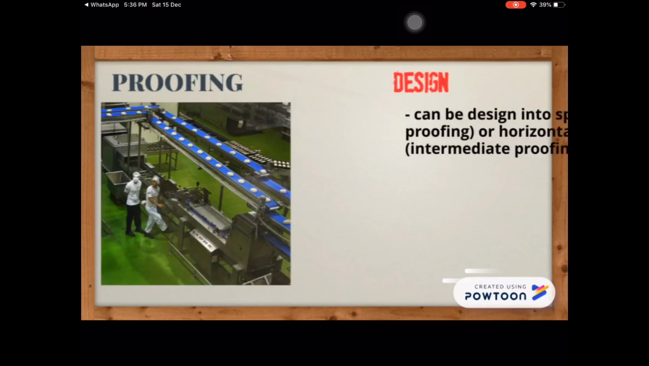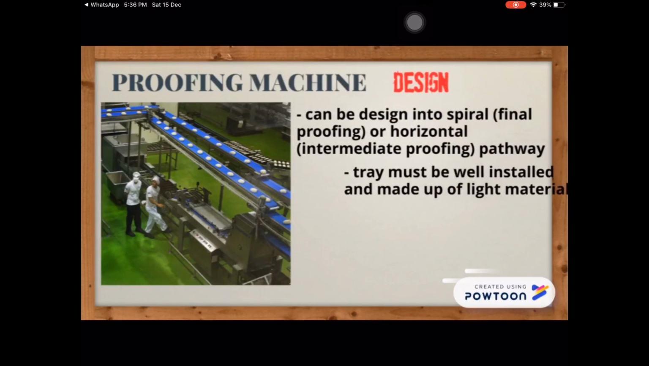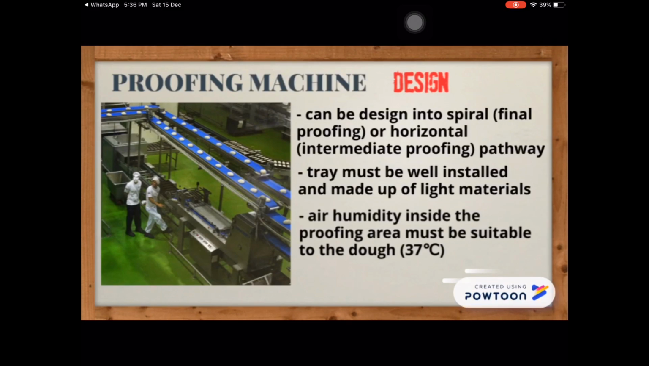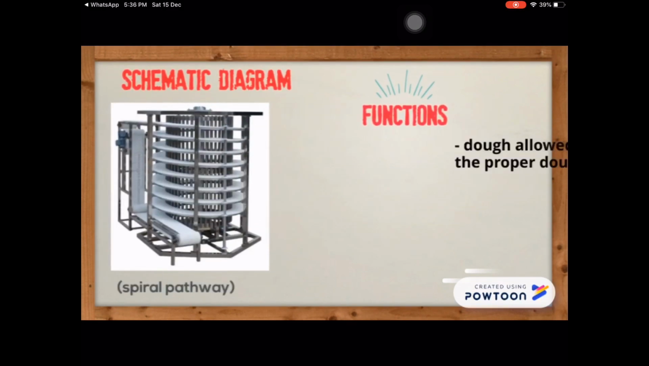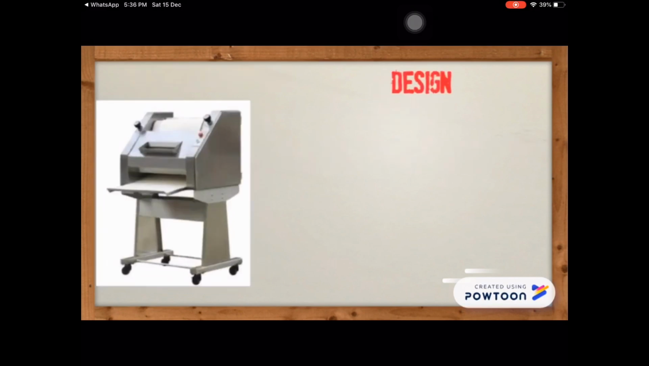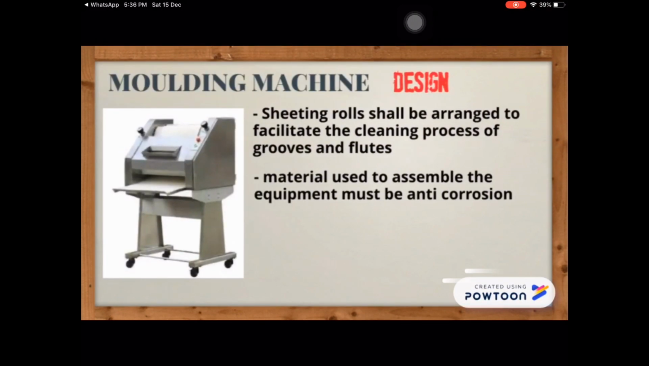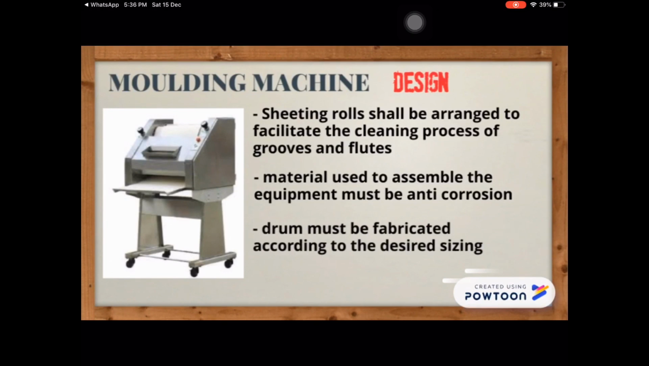During the proofing process, the dough is allowed to rest and regain the proper condition before proceeding to the baking process. Molding machine is responsible for changing the dough shape into a cylinder.